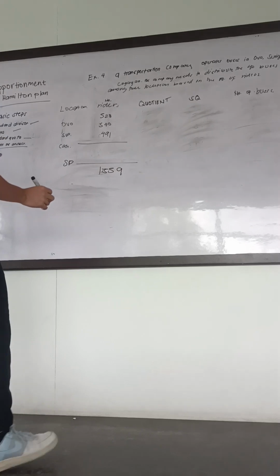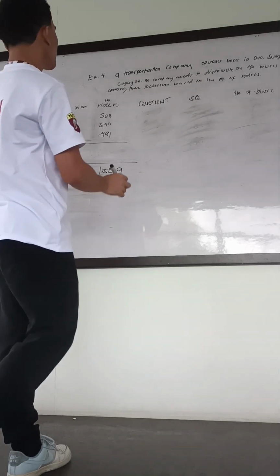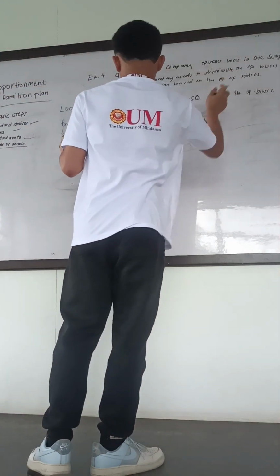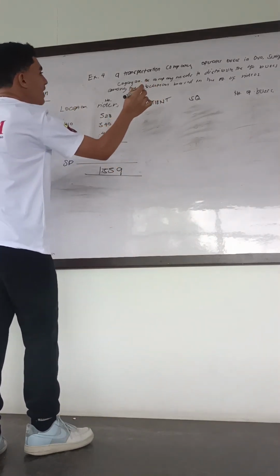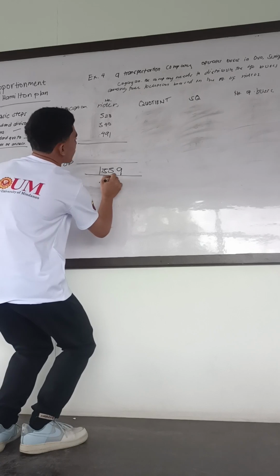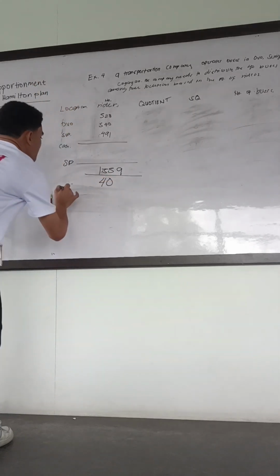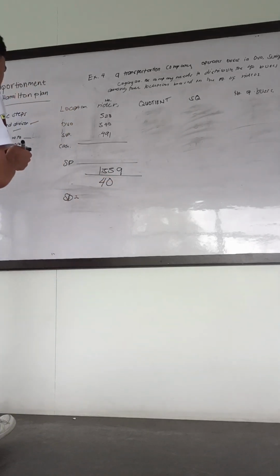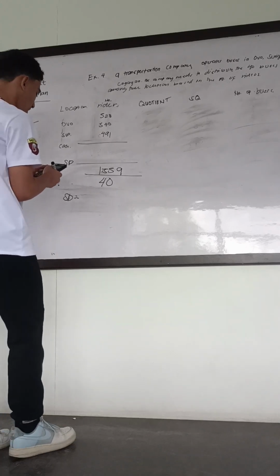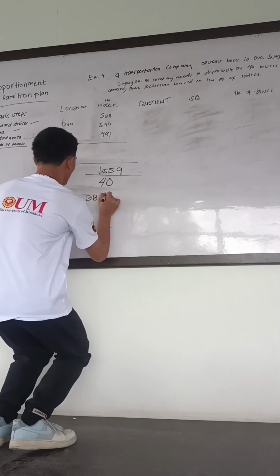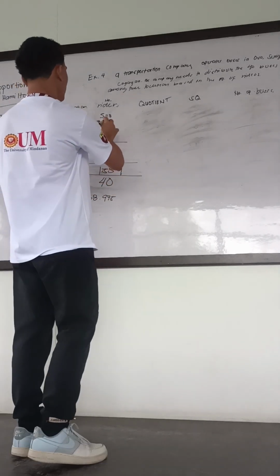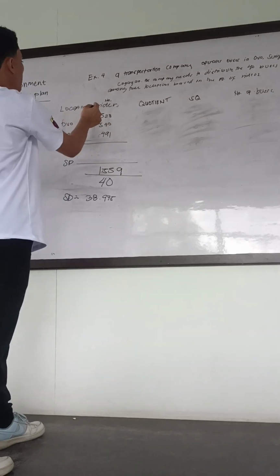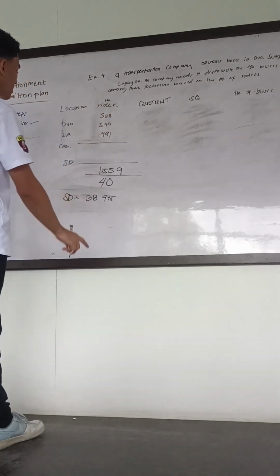We have 1559. Then the total number of riders, 1559, divided by the total number of buses, so 14. So SD is equal to 1559 divided by 14. So we have 38.975. So we can now get our quotient by dividing the number of riders by the standard divisor.